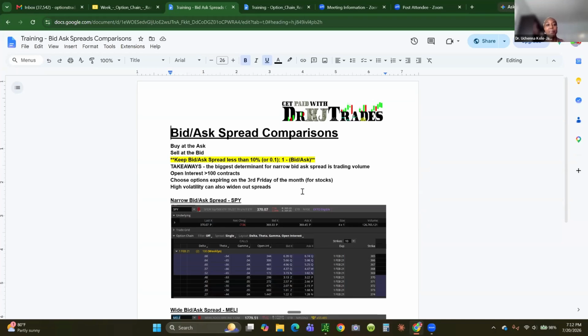Okay, pro tip. The biggest determinant of a narrow bid-ask spread is the trading volume. Okay, you want your open interest to be greater than 100 contracts.